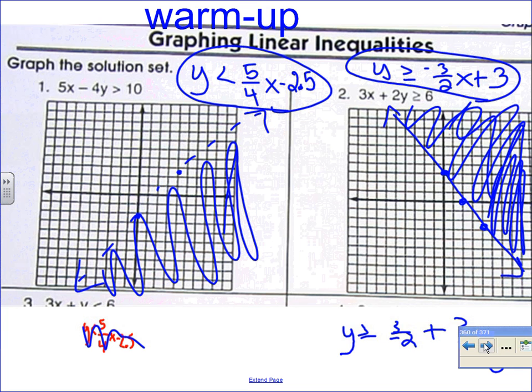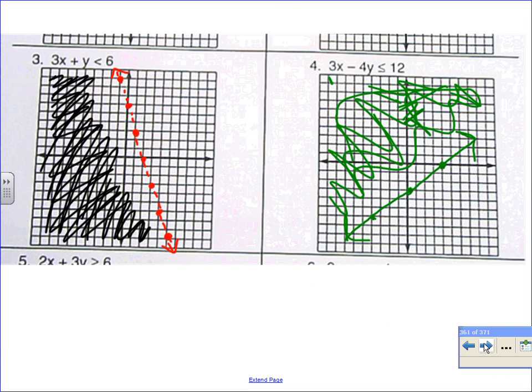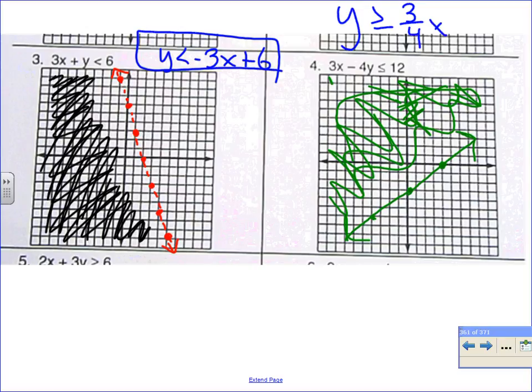Okay, number 3. The y equals form of number 3 should be y less than negative 3x plus 6. Your inequality should look like the one I have up here. Number 4. Let's see. Alyssa, what's your y equals form? Good job. Y is greater than or equal to 3/4 x minus 3. Emma. Okay, but when you divide by a negative, you have to flip the inequality sign. If you multiply or divide by a negative, make sure you flip that inequality sign.